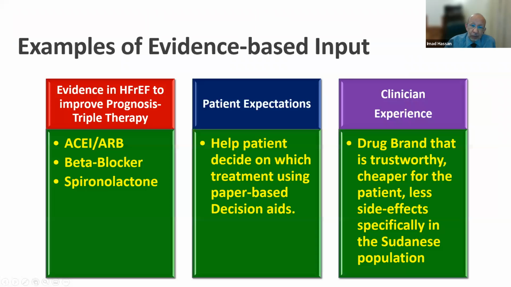For example, in this particular patient with heart failure, the evidence-based intervention would be like using ACE inhibitors, beta blockers, spironolactone, right? And then patient expectations: we find out what the patients want, and then we try to achieve what they want. And the clinical experience: from your experience, from what drugs are available, what is cheaper. So use your experience to give something which helps the patient.